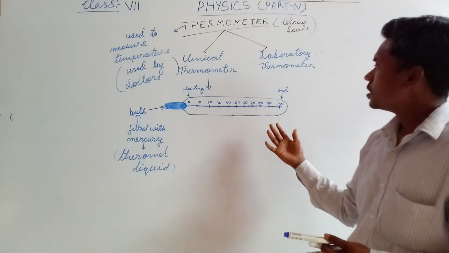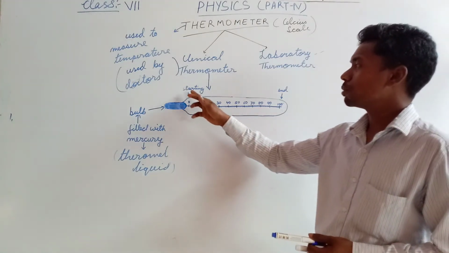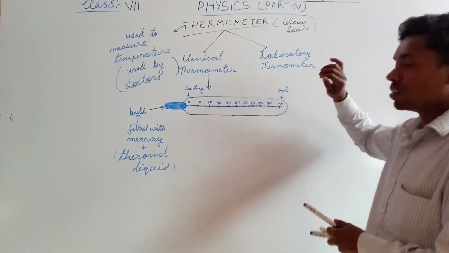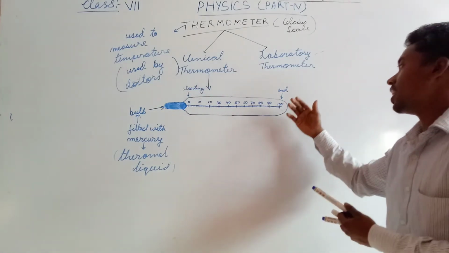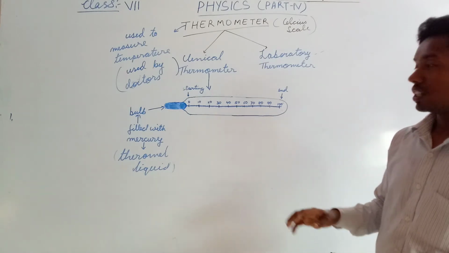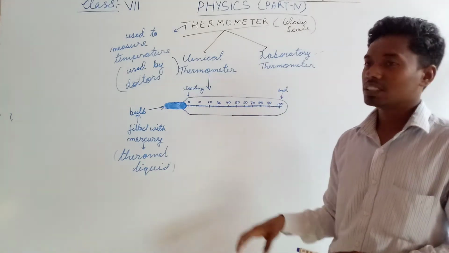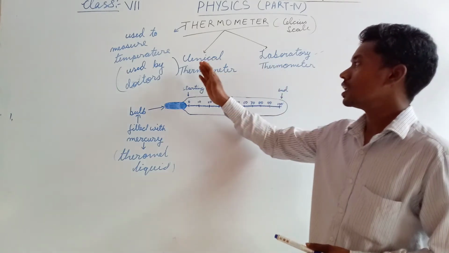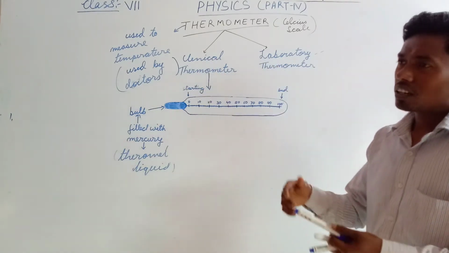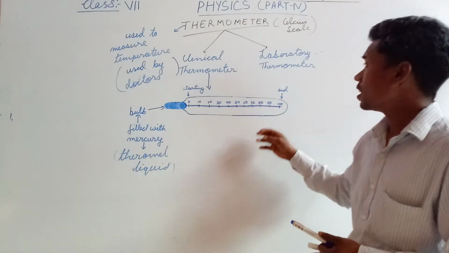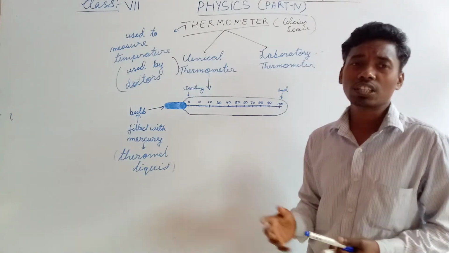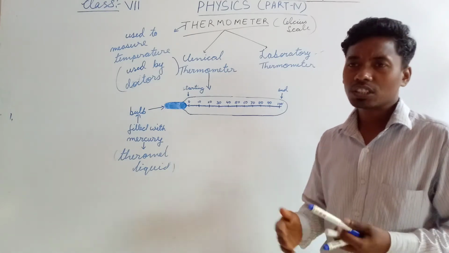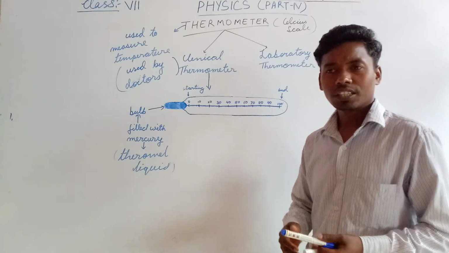Okay. Second thing, what is the starting point? The starting point is 0 degrees centigrade, and what is the end point? End point is 100 degrees centigrade. Okay, so these are the basic differences between the laboratory thermometer and the clinical thermometer. And the other difference, as I told you before also, is that the laboratory thermometer is used in laboratories while doing experiments, when we need to measure the temperature of any device.